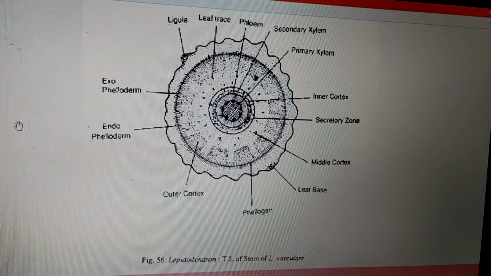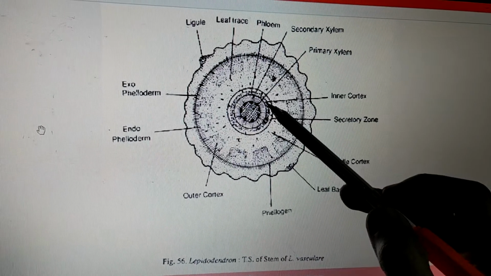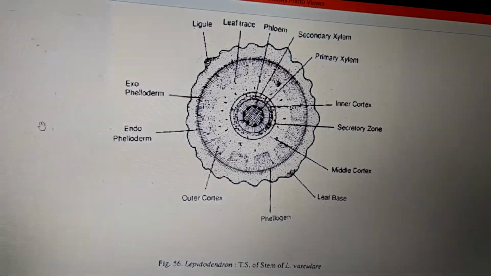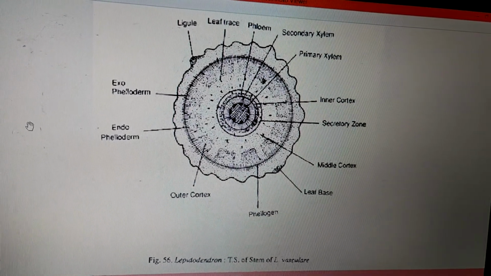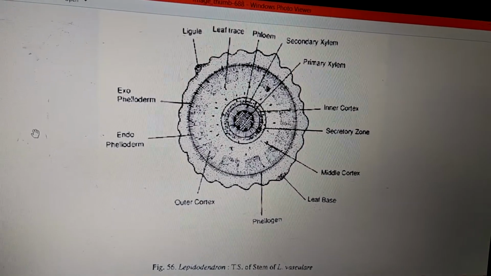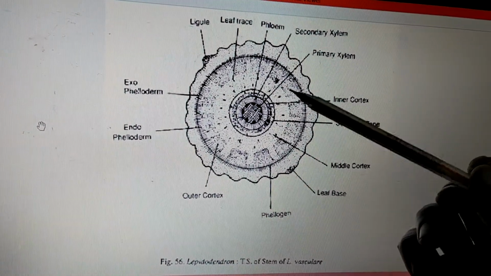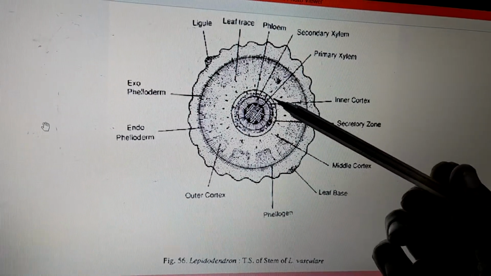And the inner cortex has parenchymal cells. So we have the innermost cortex, which has parenchymal cells. Now, after this cortex, what comes is the central region of the stem, which is occupied by the stele, mostly of ectophloic type. So we have the stele in the center. The stele is ectophloic, in the sense that obviously we are going to have these leaf traces.